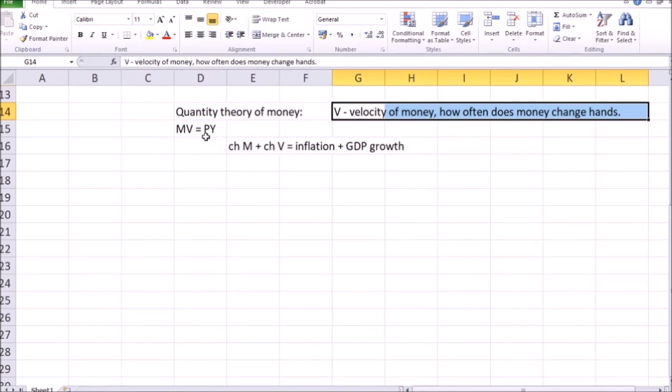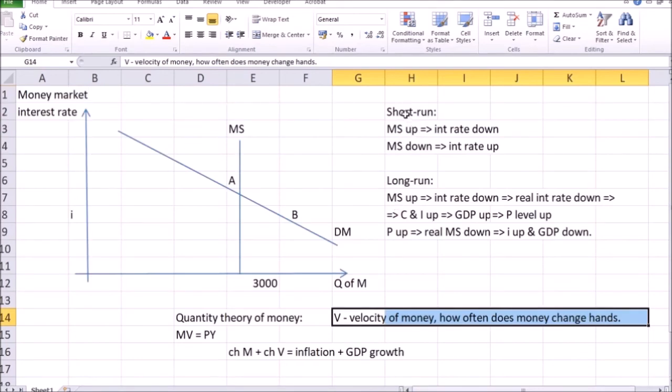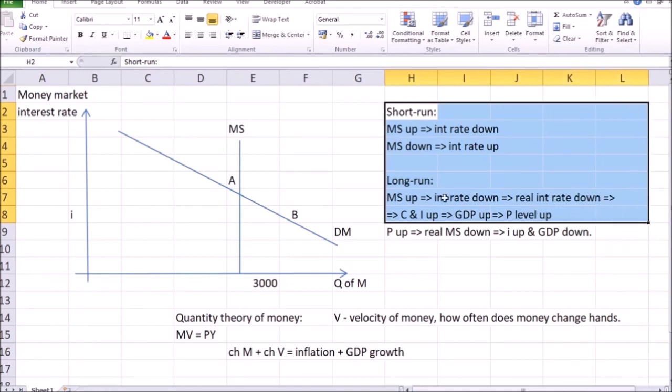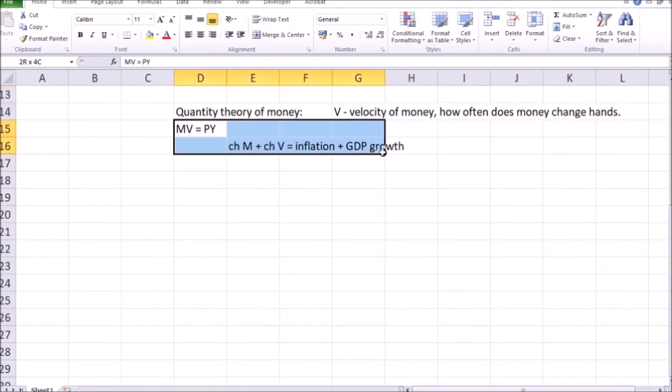So the only thing left that the money supply can affect is price level. Meaning that when we print more money, price level increases, keeping this equation true. And if money supply drops, price level drops as well. That's all in the long run. Of course, in the short run, as you know, there is an effect of changes in money supply on interest rates and on GDP as well.